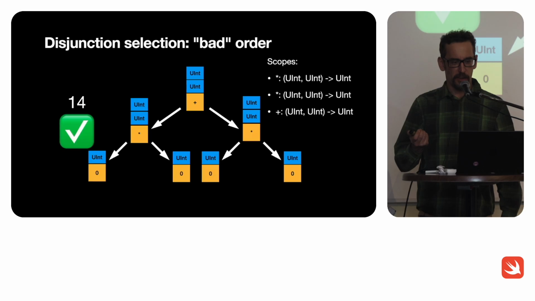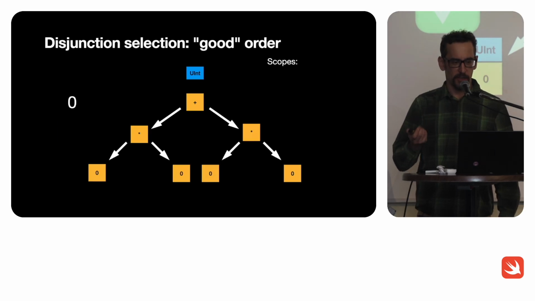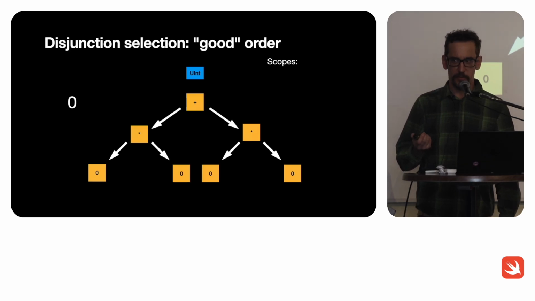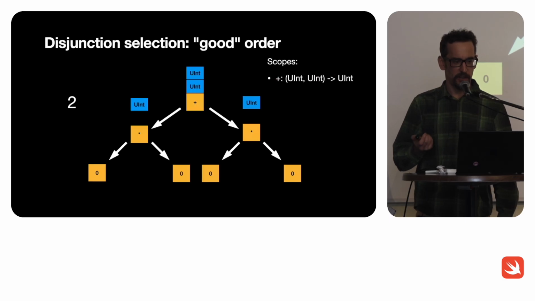Okay, and now let's try disjunction selection with the good order. Since the only piece of type information I have here is the result of the plus, it seems logical that I would start looking at that first. So we try the first overload. That doesn't work. Try the second overload. All so far so good.